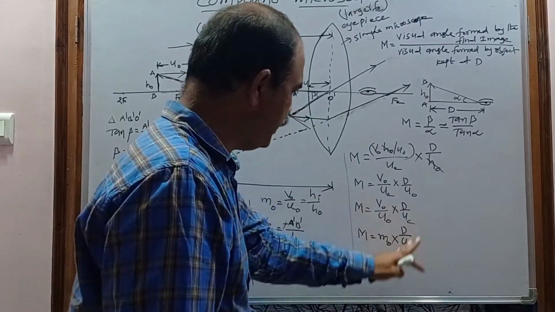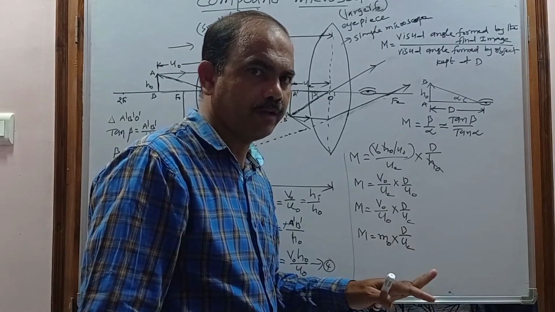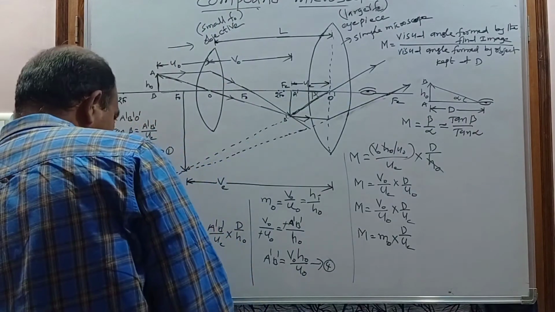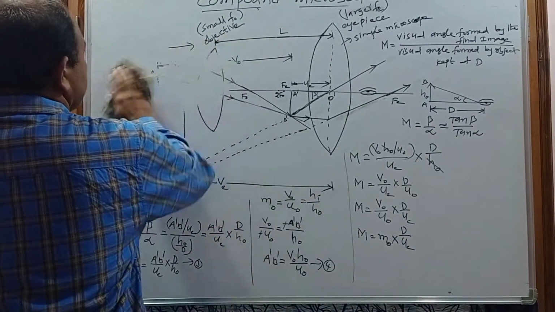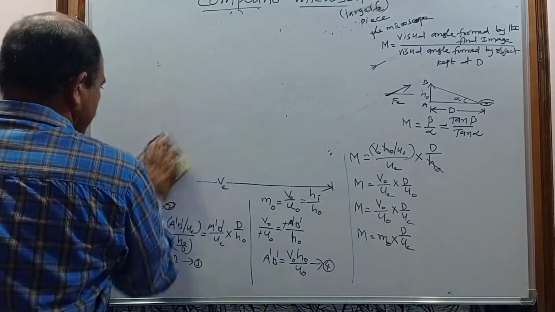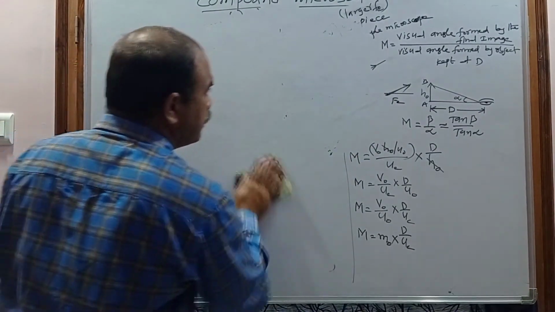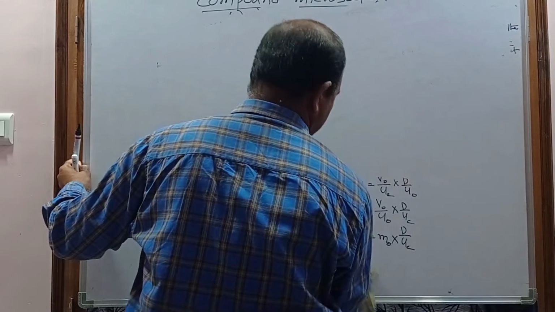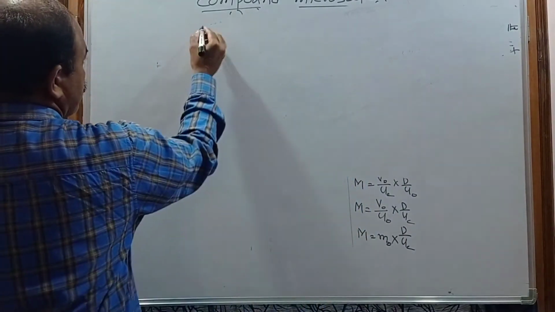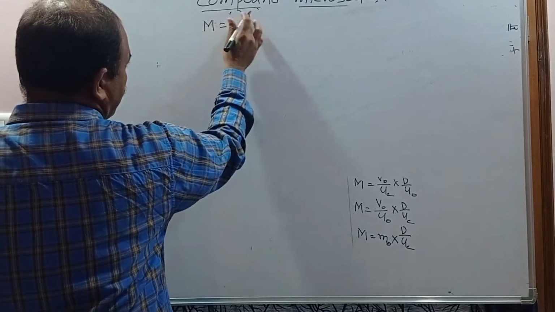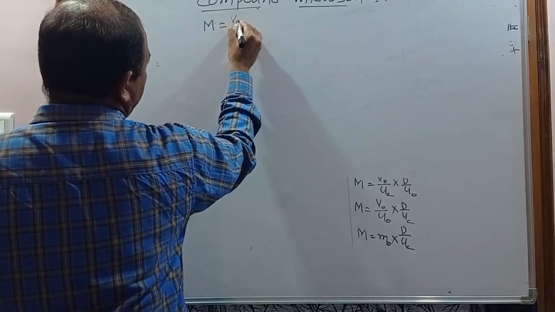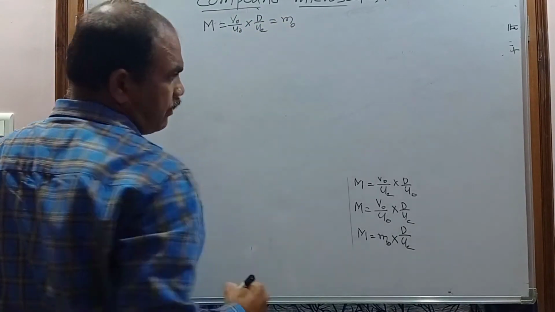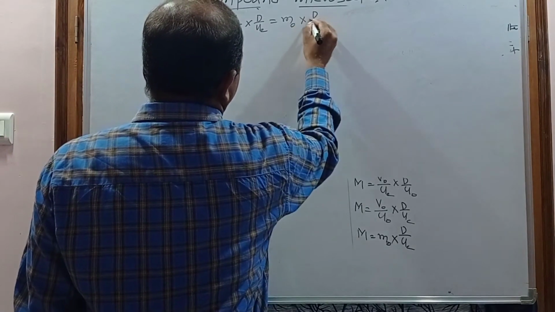So that's why we are going to learn the magnifying power of the compound microscope in two cases: when the final image is formed at the near point, and when the final image is formed at the far point. I am going to explain. So what is the magnifying power of the compound microscope? The magnifying power of compound microscope m equal to v naught by u naught into d by u suffix e, or magnifying power of objective into d by u suffix e.